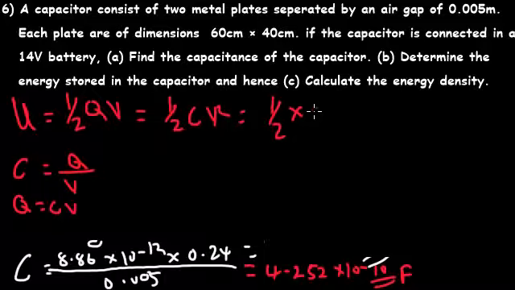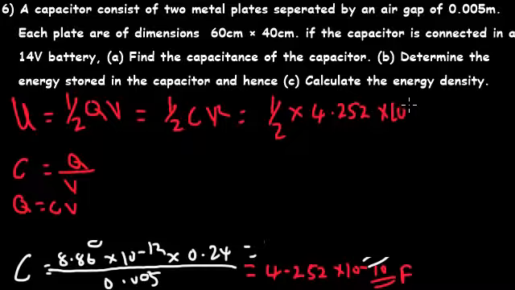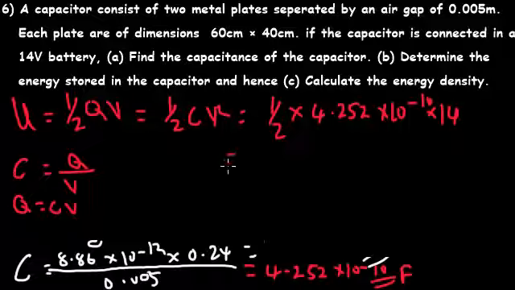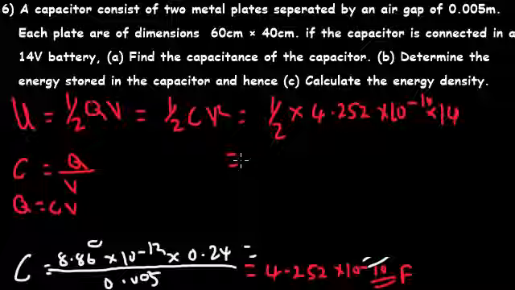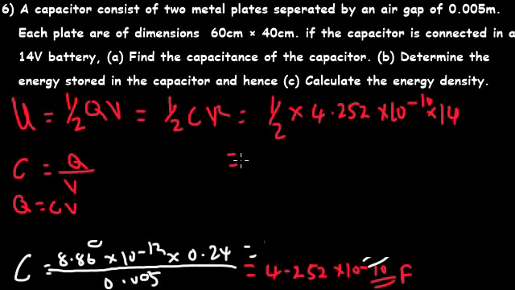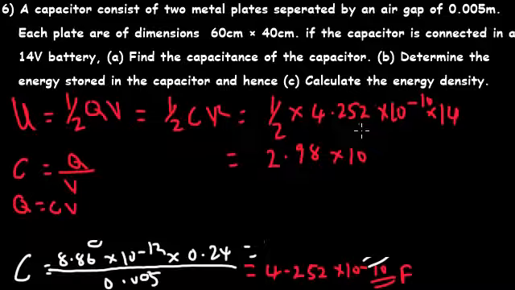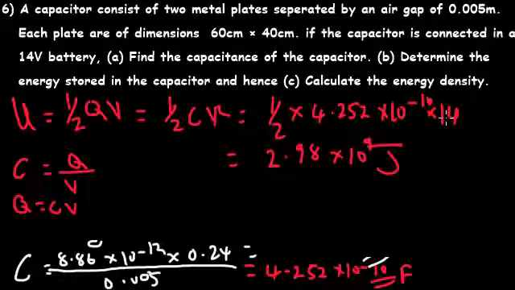So we have half times the value of C, which is 4.252 times 10 to the power of negative 10, and the value of V is given as 14. Again, on to the calculator. Fraction 4.252 times 10 to the power of negative 10 multiplied by 14, divided by 2. I got 2.98 times 10 to the power of negative 9 joules. So this is the energy stored in the capacitor.